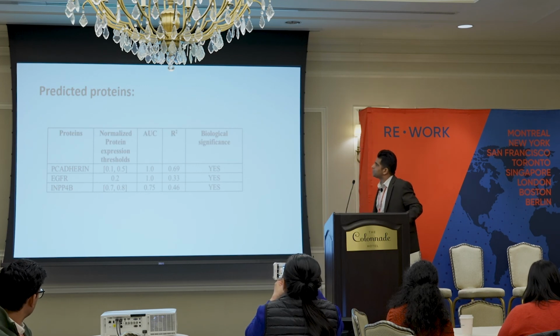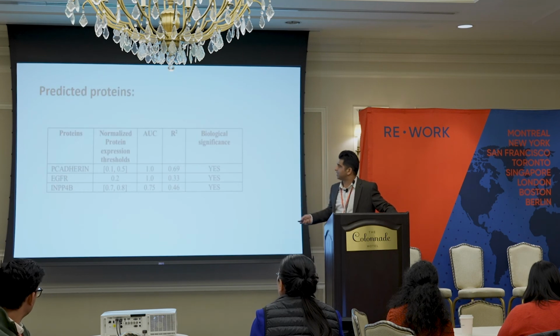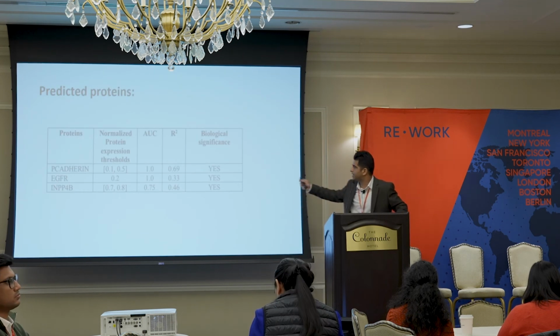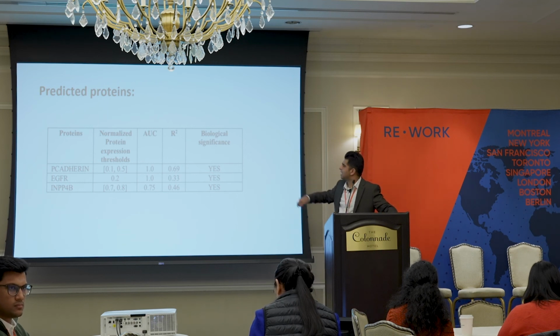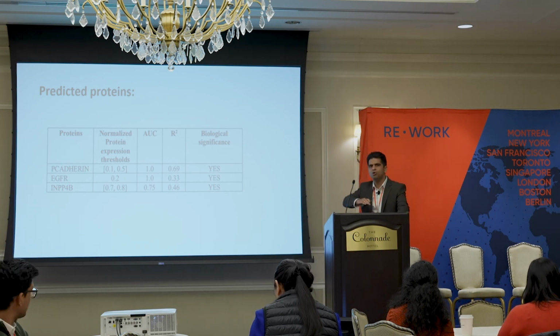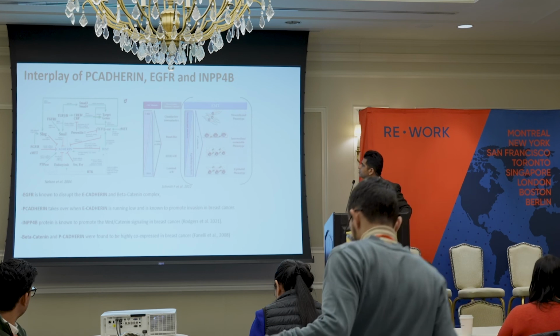So the predicted proteins, the top proteins, are p-cadherin, which was predicted at a gene expression of low to mid, and EGFR, which was predicted at very low gene expression, and INPP4B, which was predicted at a very high gene expression, like 0.7 to 0.8, that you could see.